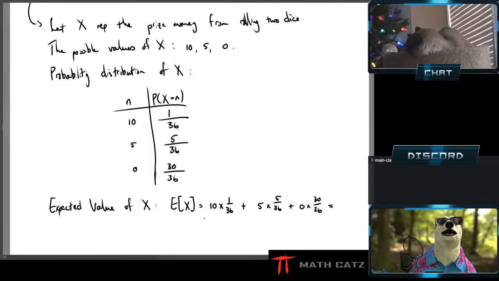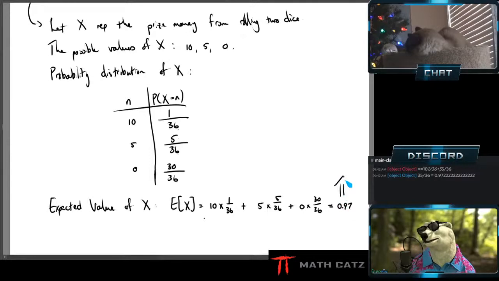Let us do it in the chat. Now, I don't need to do the last one, right? Because it's just going to be 0. 0 times anything is 0. So for convenience, I won't actually type that. So I have 10 times 1 divided by 36 plus 5 times 5 divided by 36, and I don't need the 0. It won't give me any different answer. And we get 0.97, I'll just say. Now remember, this is a dollar amount. So 97 cents is expected.